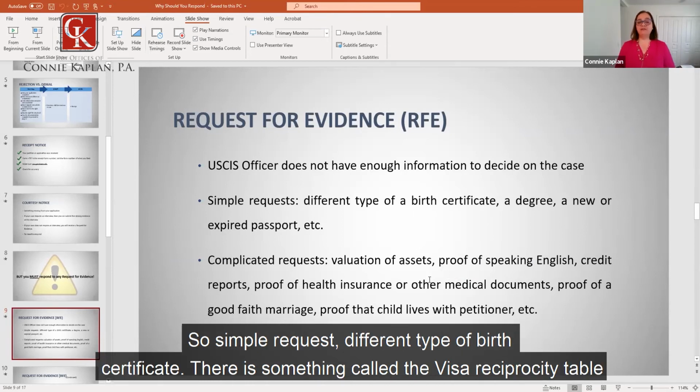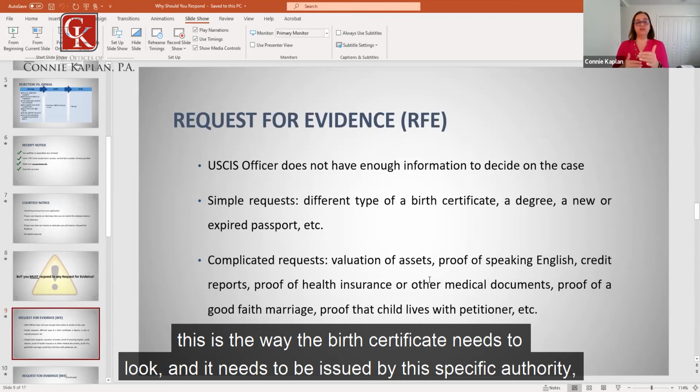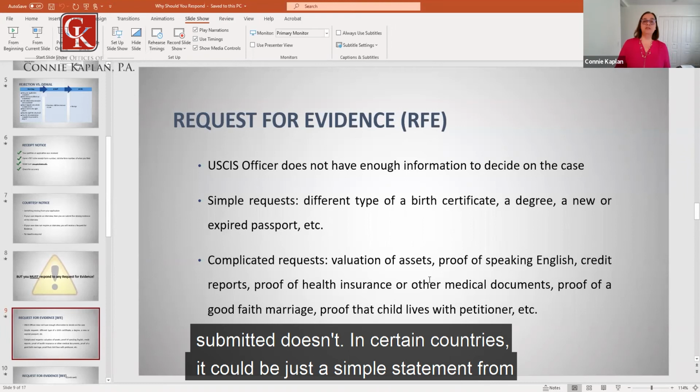So, simple request, different type of birth certificate. There is something called the visa reciprocity table, and for every single country, we have a list with the Department of State that says, for this specific country, this is the way the birth certificate needs to look, and it needs to be issued by this specific authority, it needs to have this specific stamp, it needs to be red, gold, whatever it needs to be. And the one you submitted doesn't.